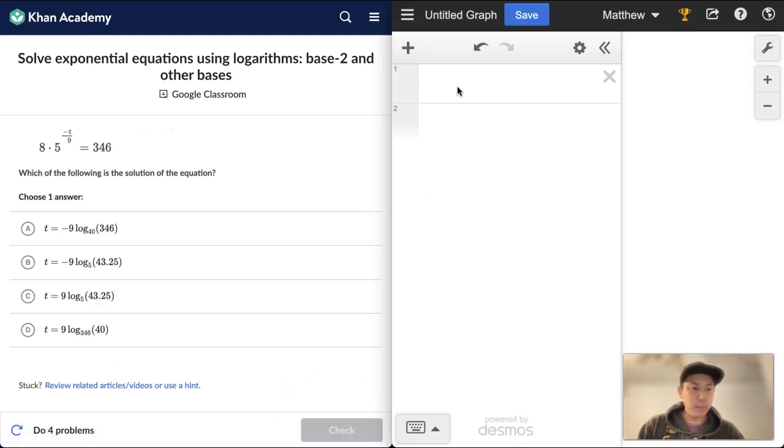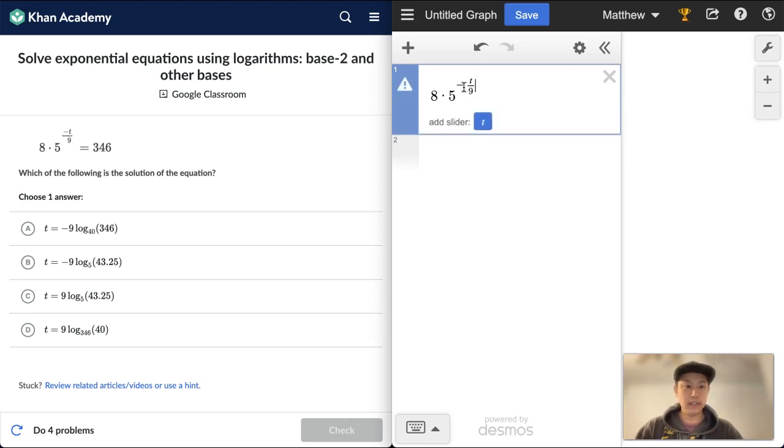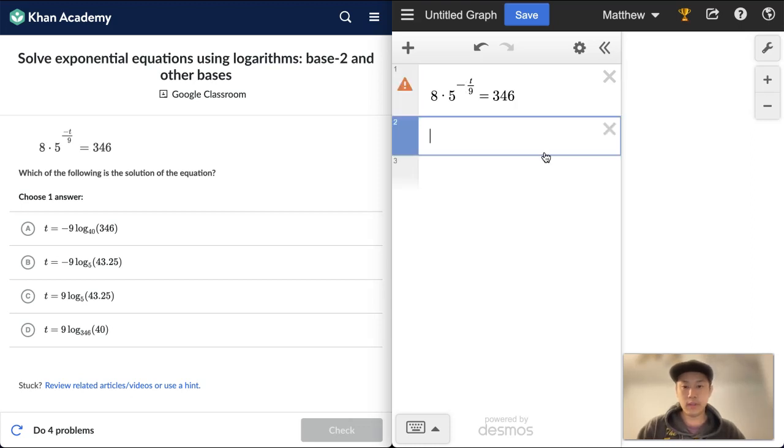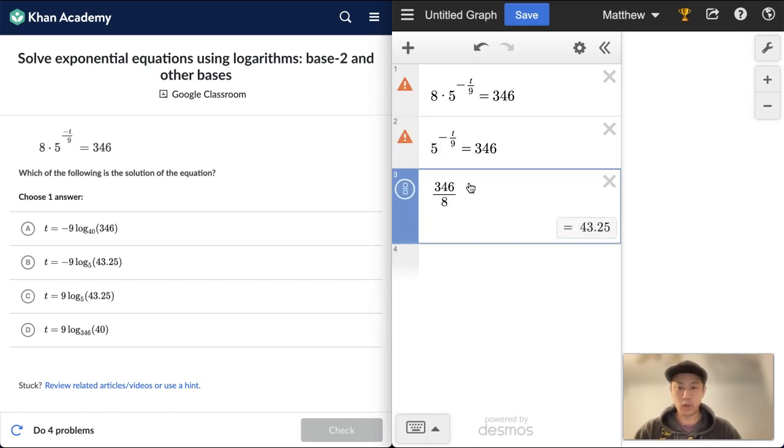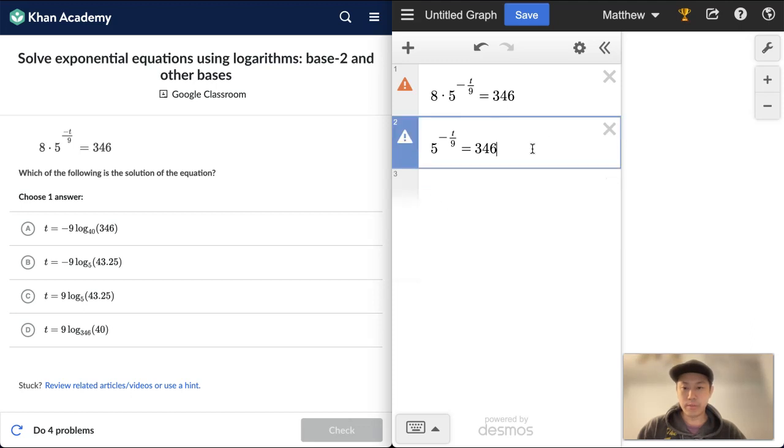And I think it'd be good to do one more for good measure, one that doesn't have a base of 2. So here's our last one we're going to do. 8 times 5 to the power of negative t over 9 is equal to 346. Okay, so hopefully this is looking pretty familiar. We're going to divide both sides by 8. Let's see if 346 divided by 8 turns into a nice number. Nope. 43.25. We'll leave it like that because if you look at some of your answer choices, you have the 43.25. Okay, so 346 divided by 8 is 43.25.